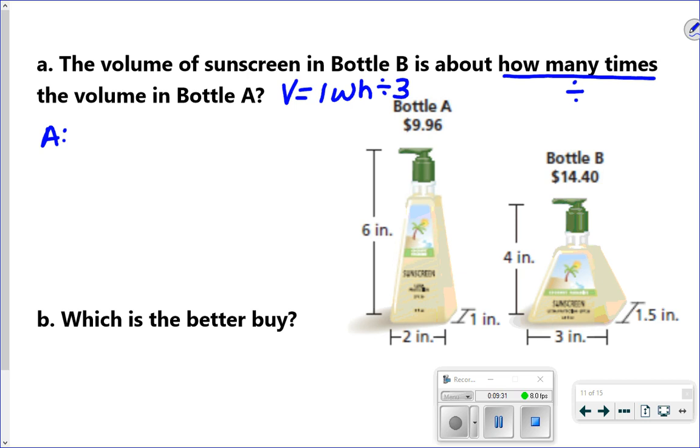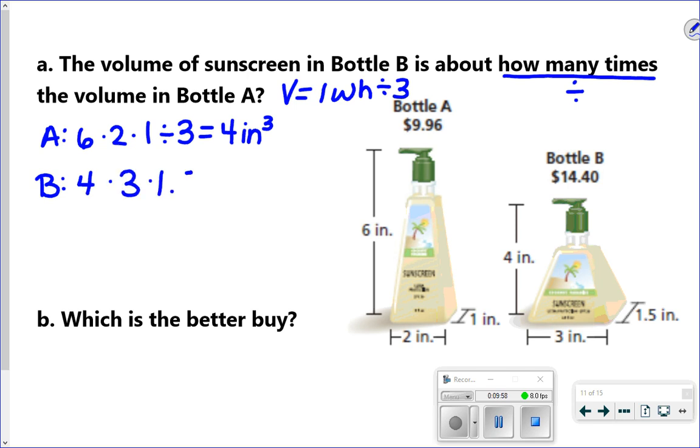So I'm going to do 6 times 2 times 1, and I'm going to divide that by 3. And let's see, 6 times 2 is 12, times 1 is still 12, divided by 3 is 4. So my volume for bottle A is going to be 4 inches cubed. Now I'm going to do the same thing for bottle B. So my numbers for bottle B are 4 times 3 times 1.5 divided by 3.